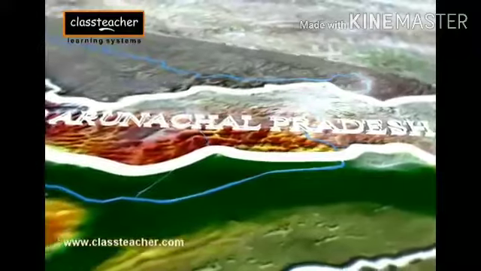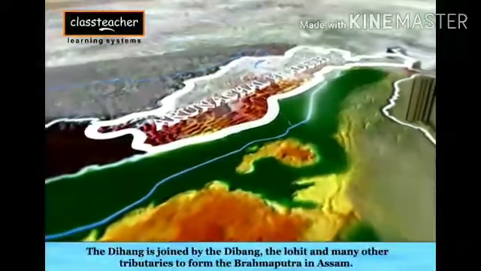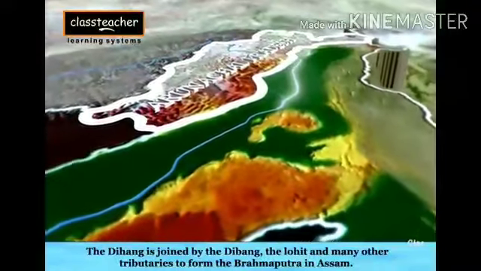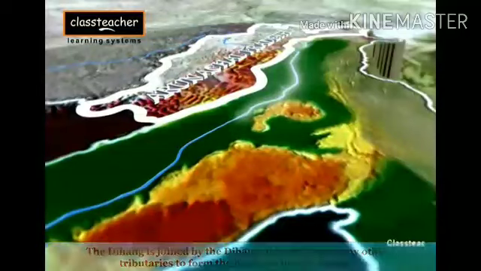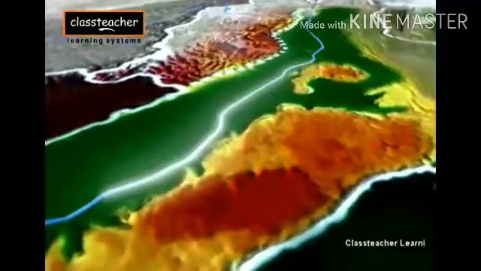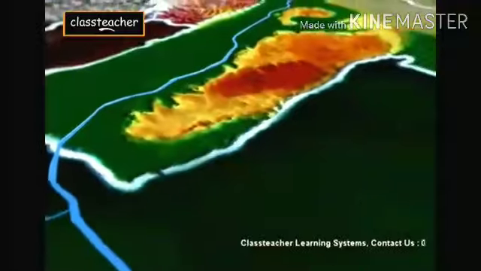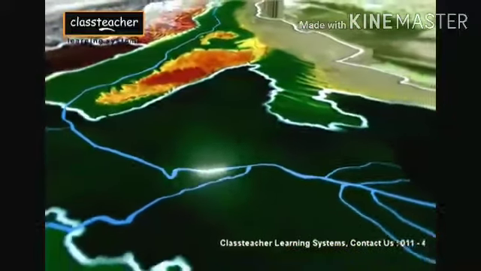In this region, the river is popularly called Dihang and is joined by the rivers Dibang, Lohit and many other tributaries to form the Brahmaputra in Assam. In India, it passes through a region of high rainfall and carries a considerable amount of silt, then flows southwards. On the way in Assam, it makes Asia's largest river island, Majuli. At the downstream, it confluences with the river Ganga and finally pours its waters into the Bay of Bengal.